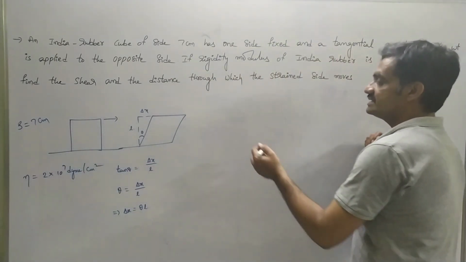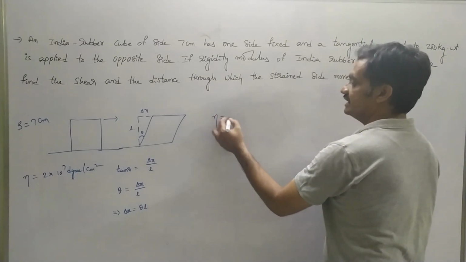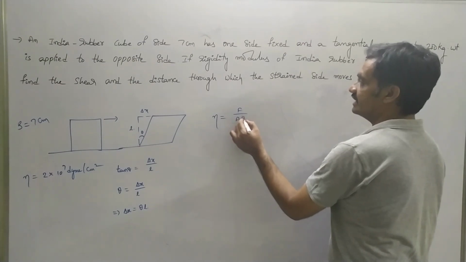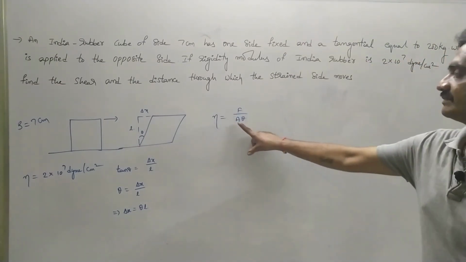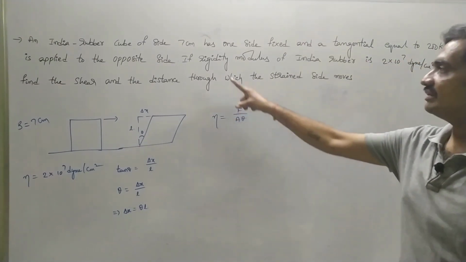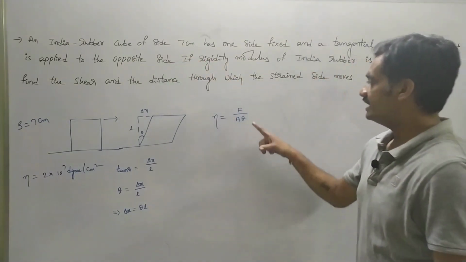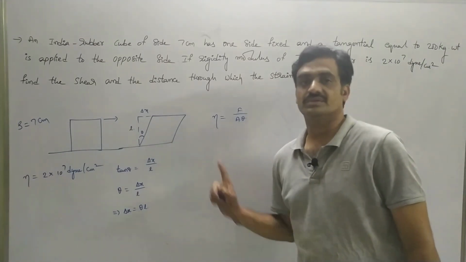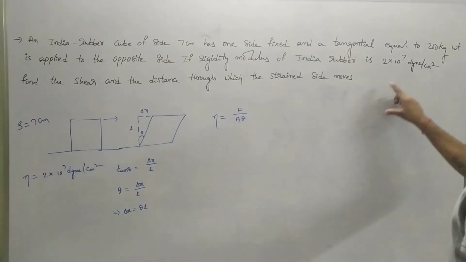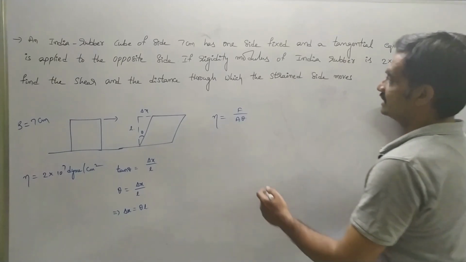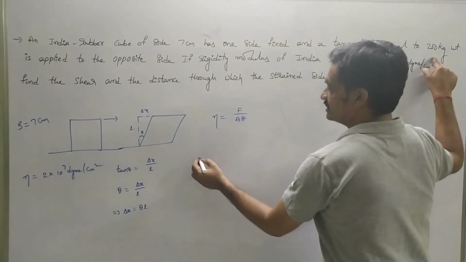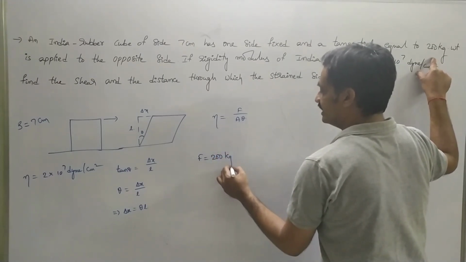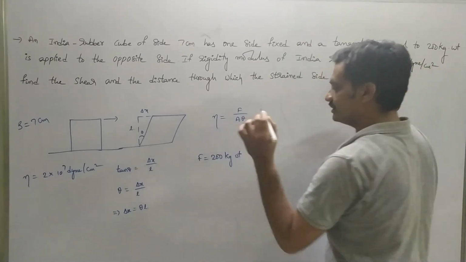For this, we consider the rigidity modulus, where eta equals F by A theta, where A is the cross-section area of the cube and F is the force acting on the cube. Here observe how much force is acting: 200 kg weight of force is acting on the cube.